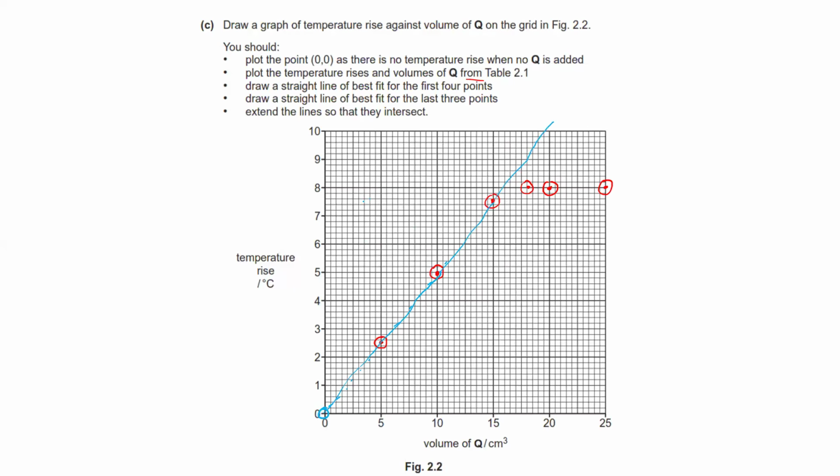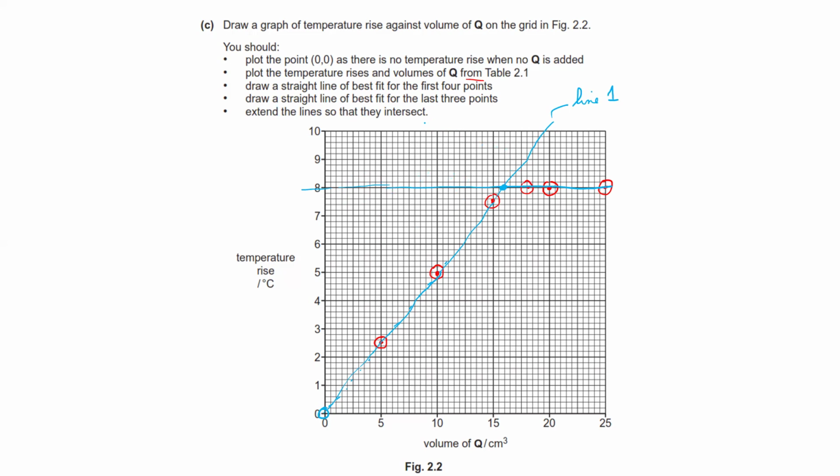Then you can call this line 1. And then you have to draw a straight line, that is your line 2. So something like this. And this is your intersection point.